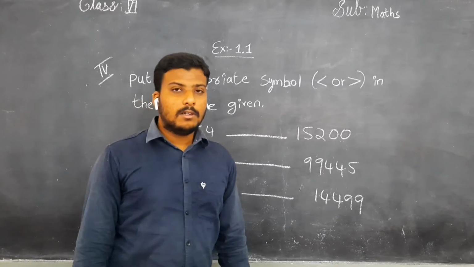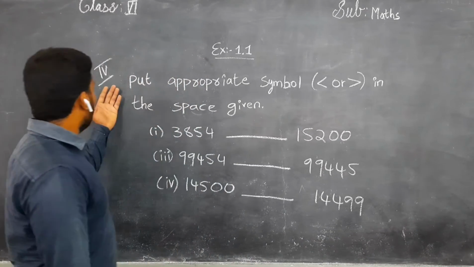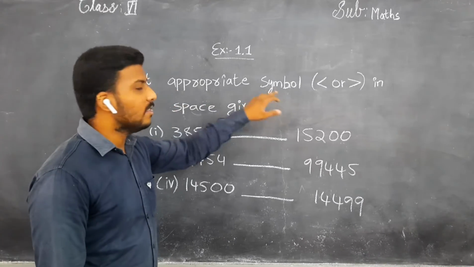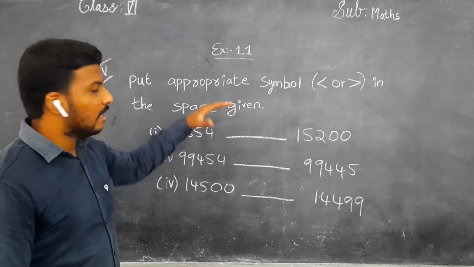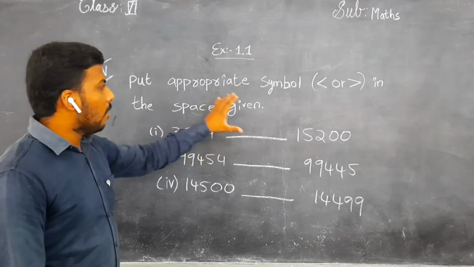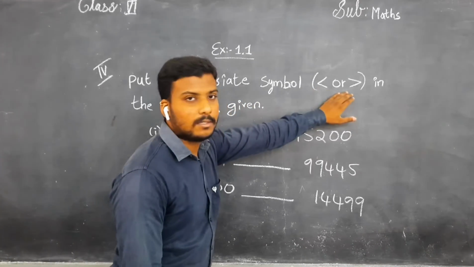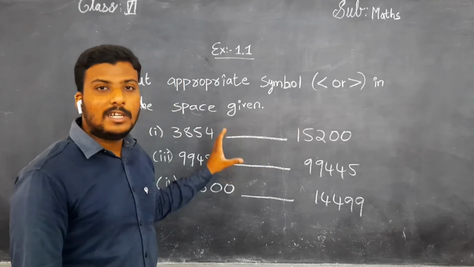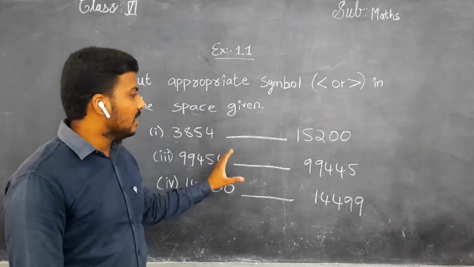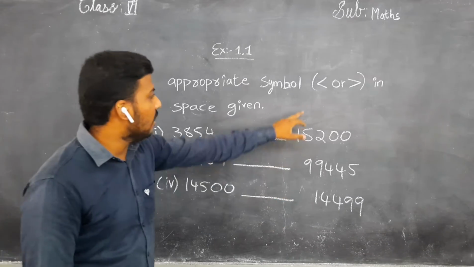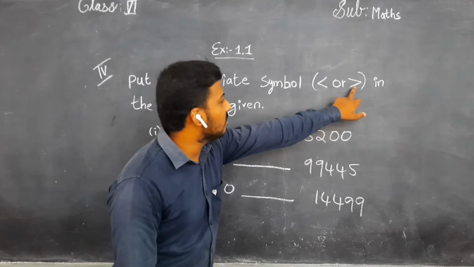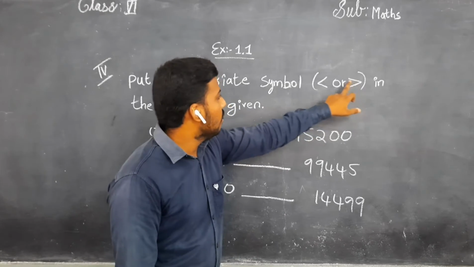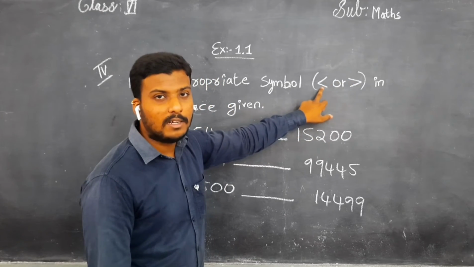Okay, children. Right now we'll see the 4th one. That is, put the appropriate symbol. They have given numbers, and first of all we have to utilize these symbols. By using these symbols, we have to indicate which number is biggest and which number is smallest. Understand? These are the symbols. This is the greater than symbol, and this is the less than symbol.